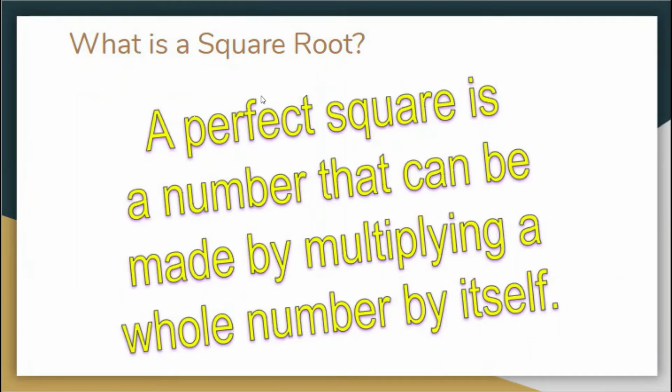So a perfect square is a number that can be made by multiplying a whole number by itself. It's when you take a whole number and you find the square root and you get an integer, you get another whole number. You're looking for a number times itself that will give you the original term. That is a perfect square.